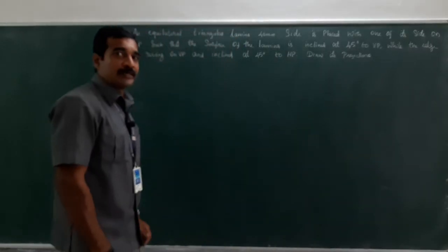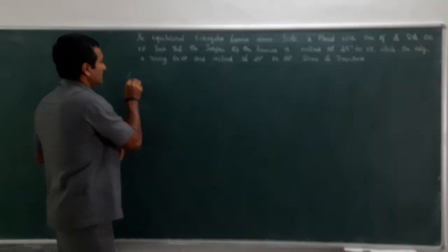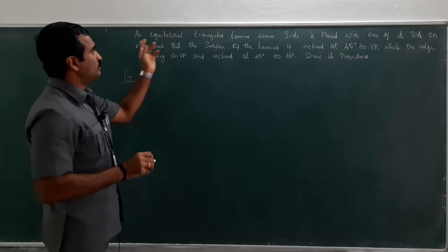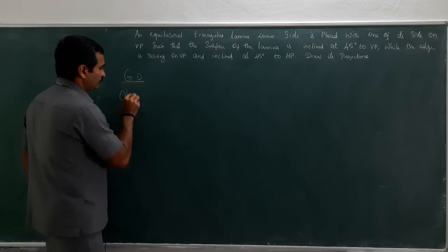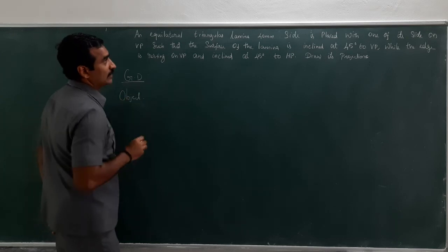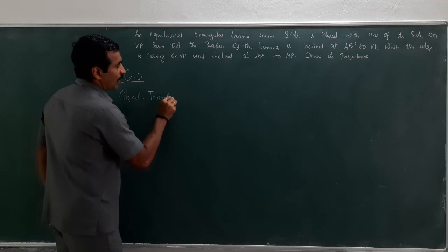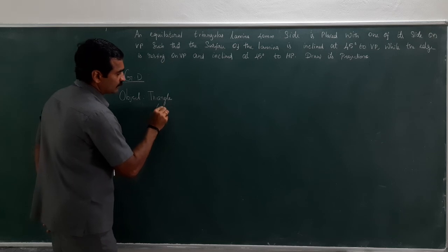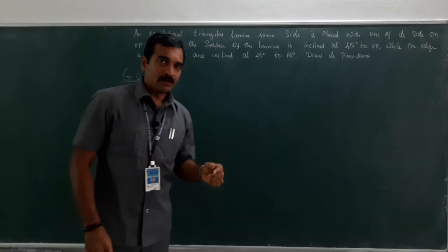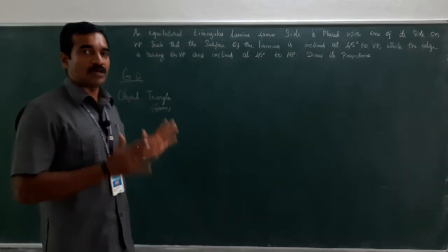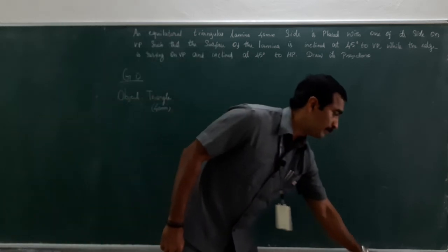So here, what is the object? Given data: the object is an equilateral triangle, of side 40 mm. By the way, what is an equilateral triangle? All the three sides or edges are of the same dimension. So that means 40 mm means it should be all 40.